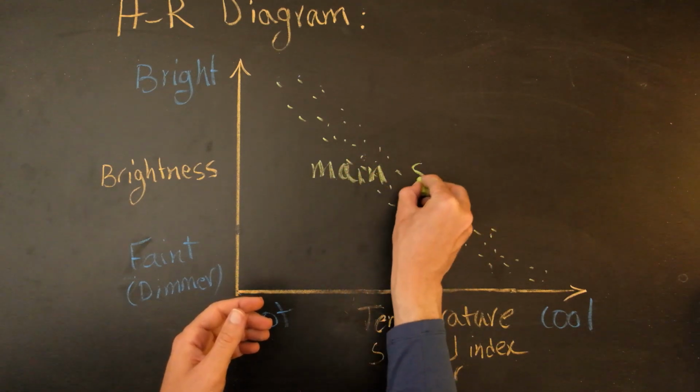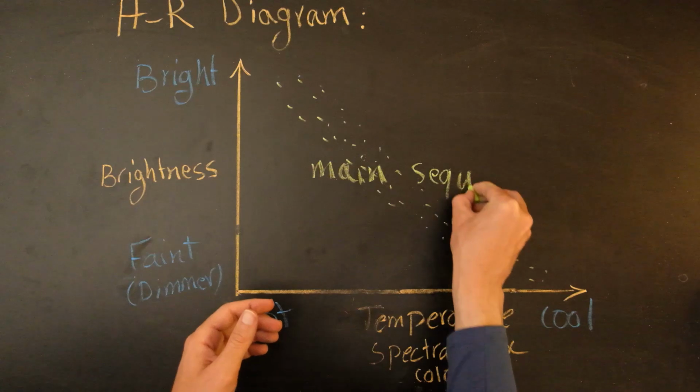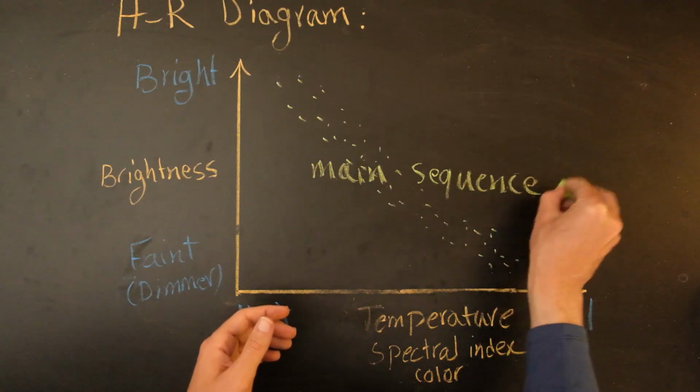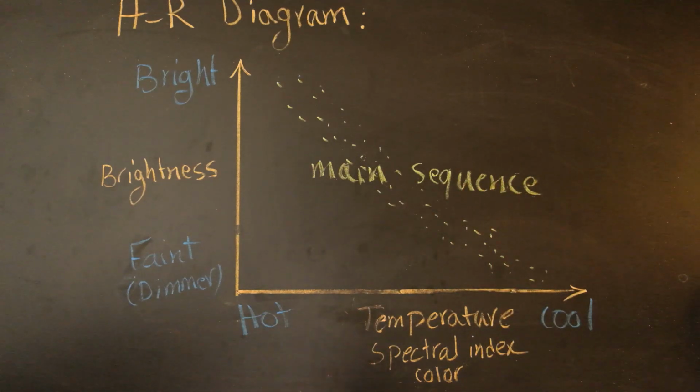And this part is called the main sequence. So the main sequence is for typical stars, burning hydrogen. But not all stars are here. So for normal stars, we expect to find them around the main sequence.